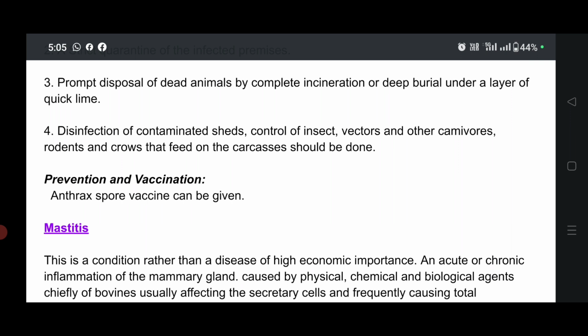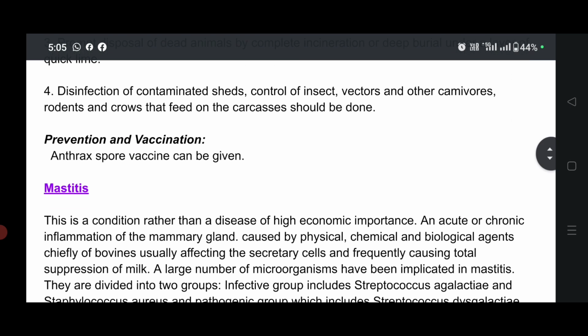Mastitis. This is a condition rather than a disease of high economic importance. An acute or chronic inflammation of the mammary gland, caused by physical, chemical and biological agents, chiefly of bovines, usually affecting the secretory cells and frequently causing total suppression of milk.